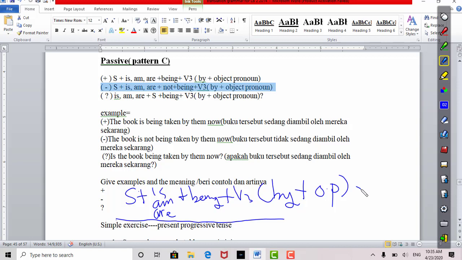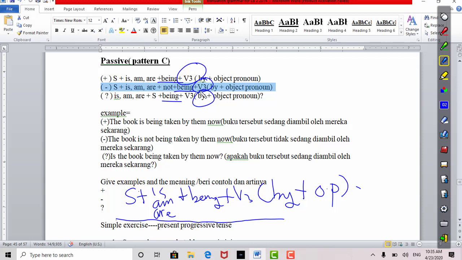So what should we remember if we talk about pattern C? The things that you have to remember is kamu akan pakai being, and also you will use verb 3. Negative, positive, and question, you will use verb 3, and you will use being over here. So it means that your verb 1 you must change to be verb 3, or you have to know the form of verb 3 of the verb 1.